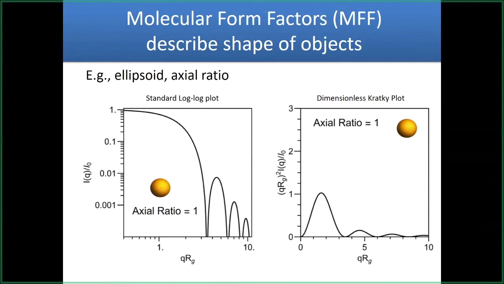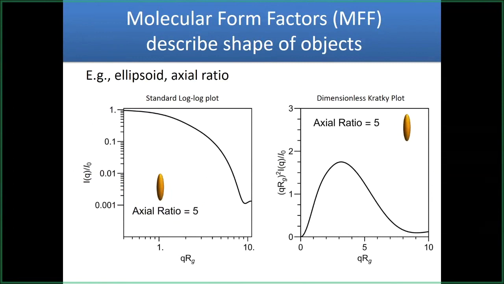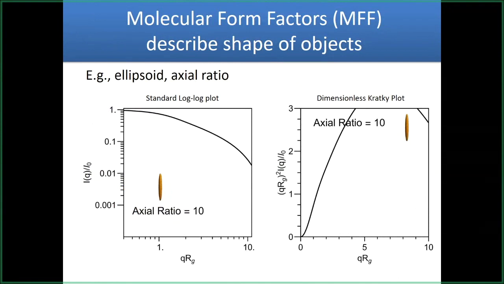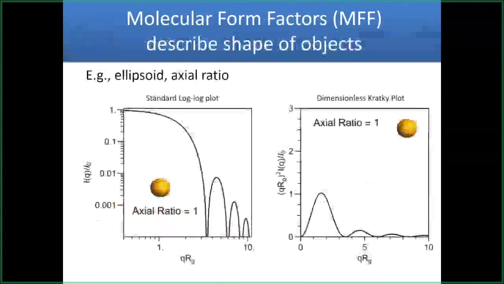All right, so what I'm showing you here is the scattering starting from a sphere. So here's a sphere, here's the scattering from a sphere. And it doesn't matter what size sphere it is, because we've scaled out the radius of gyration. That was what I was alluding to earlier. All the scattering from a sphere always looks the same. The only difference is where these zeros are going to be, where it goes to zero, goes up, down, up.